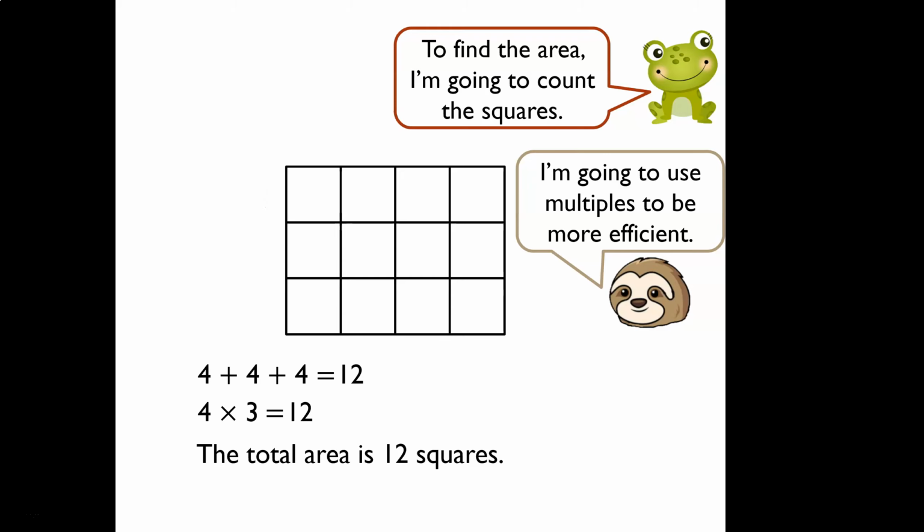You may have noticed that in actual fact there are 3 squares in each column. So we could have counted in 3s. 3, 6, 9, 12. So adding groups of 3. Or we could have also written 4 groups of 3 or 3 multiplied by 4, which gives us 12. Greg means counting in multiples is a more efficient way of finding the area. You're less likely to make a mistake than counting one by one.